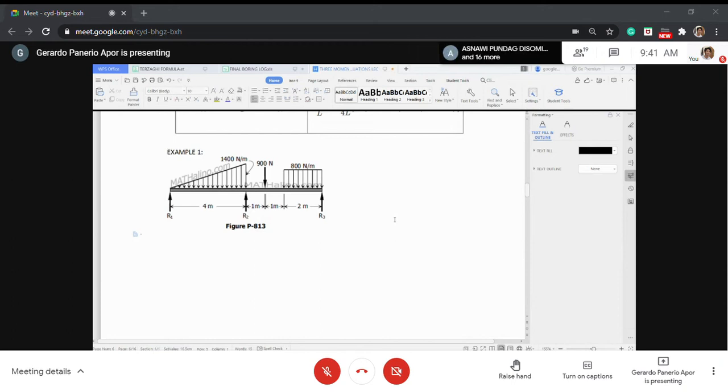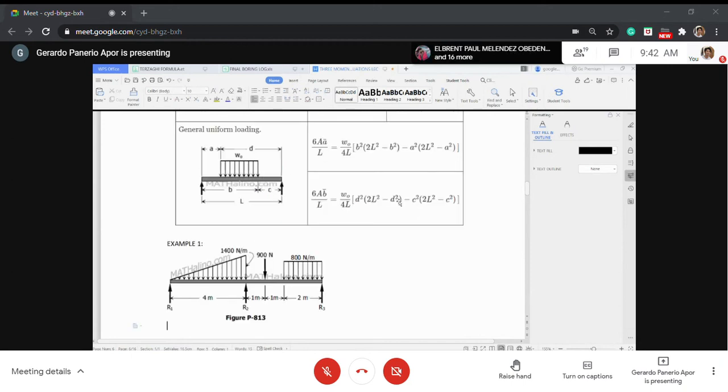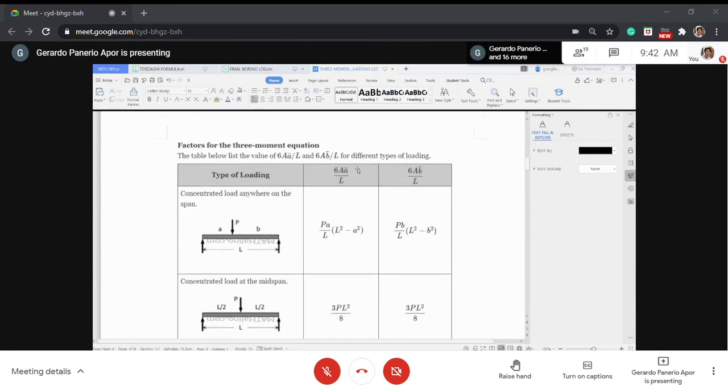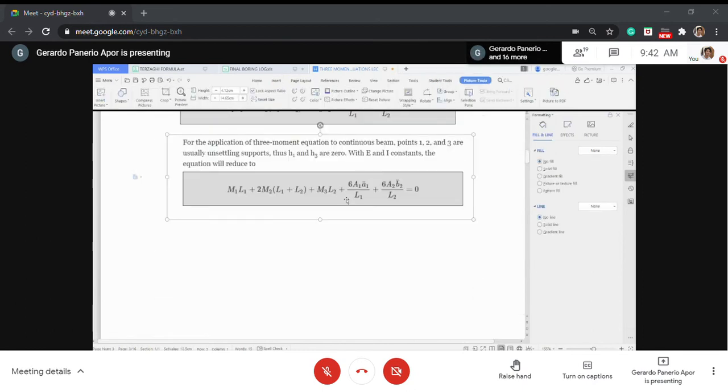The three-moment equation is another method of solving this. What I discussed a while ago is simply a derivation and a discussion of the variables used in the equation and how it will be used. So we'd rather use this equation. This is the equation that we are going to use.